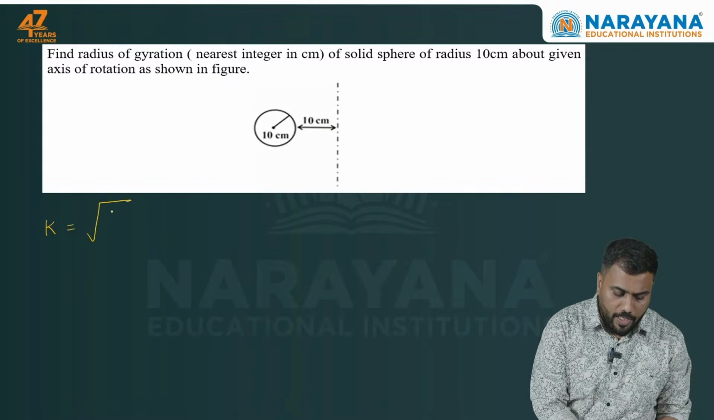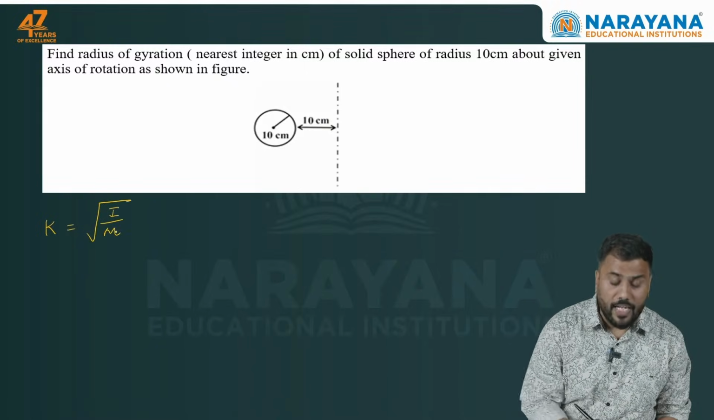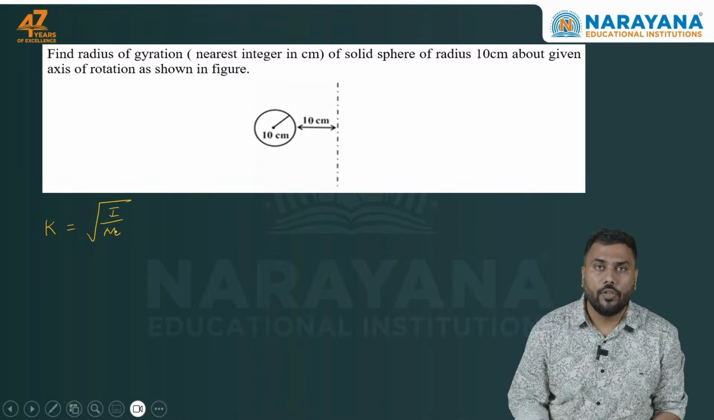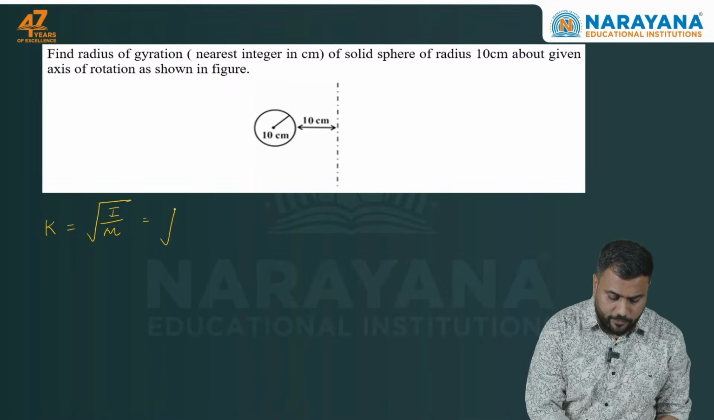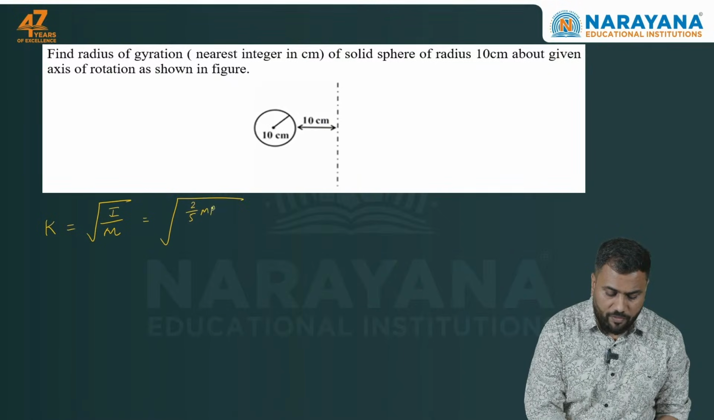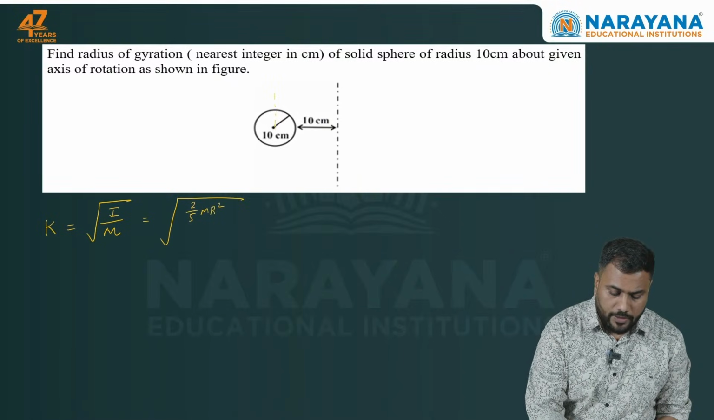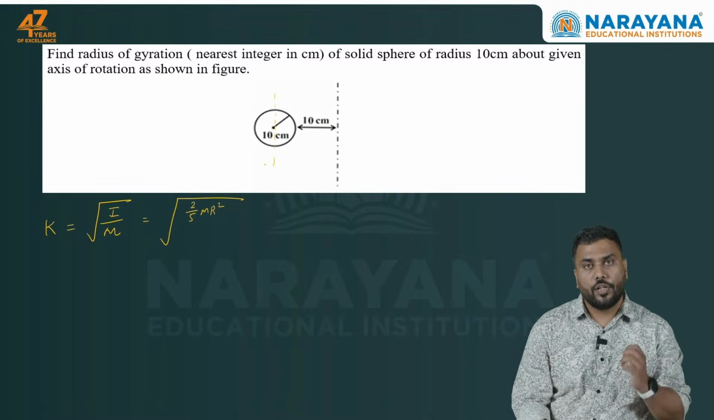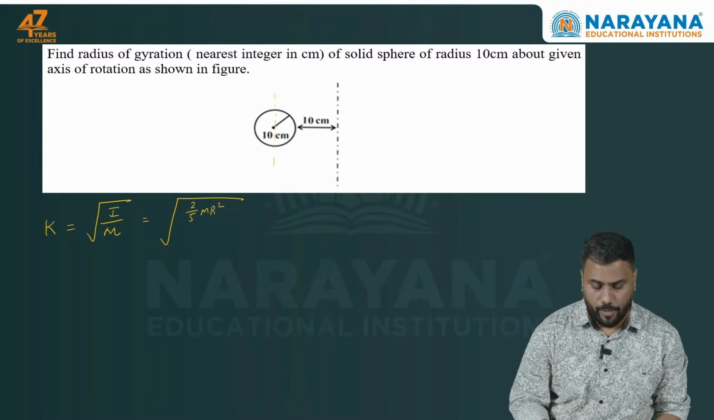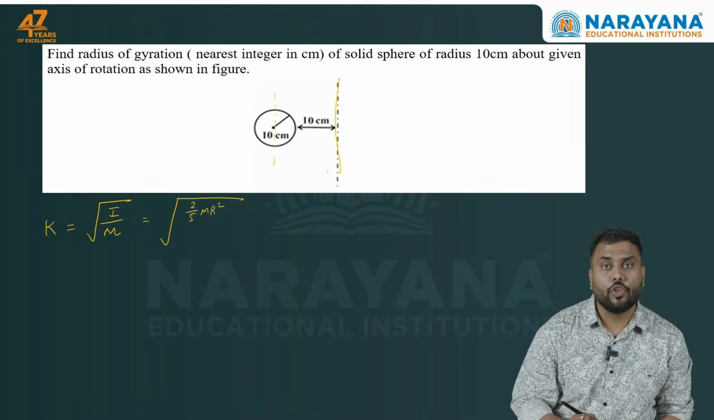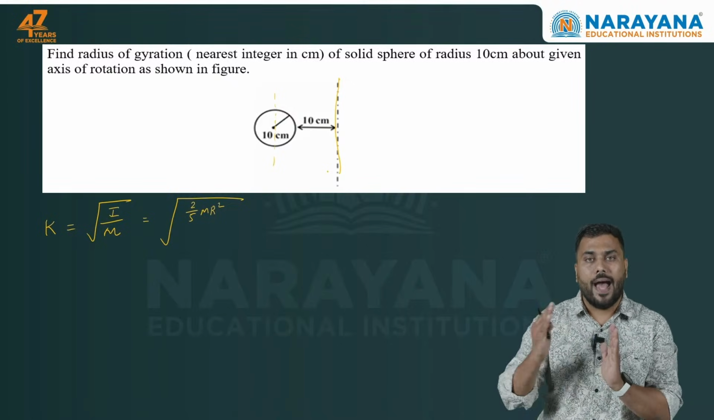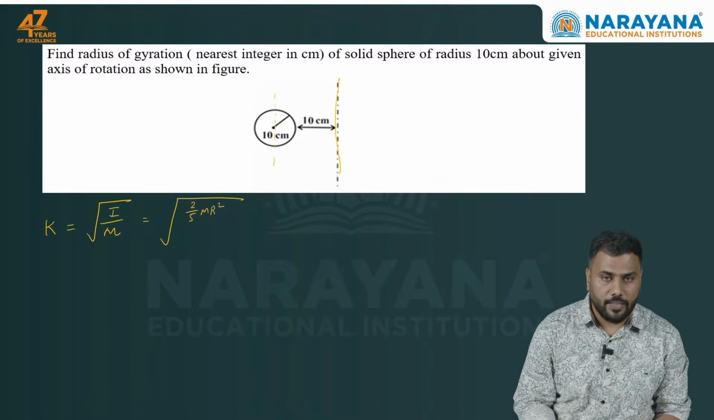It should be given by root over I by m, where I is the moment of inertia of the sphere about the given axis. So the solid sphere moment of inertia about its own axis is given by 2 by 5 mr square. If the axis is passing through the center of sphere, the moment of inertia should be given by 2 by 5 mr square. But the given axis is not passing through center of sphere. It is parallel to this axis. So I will use parallel axis theorem.